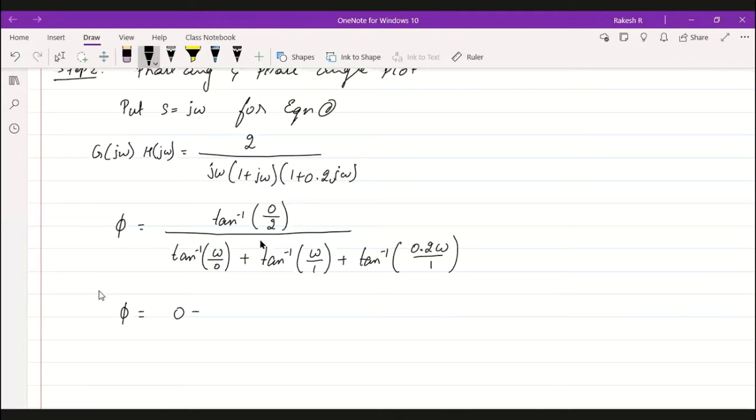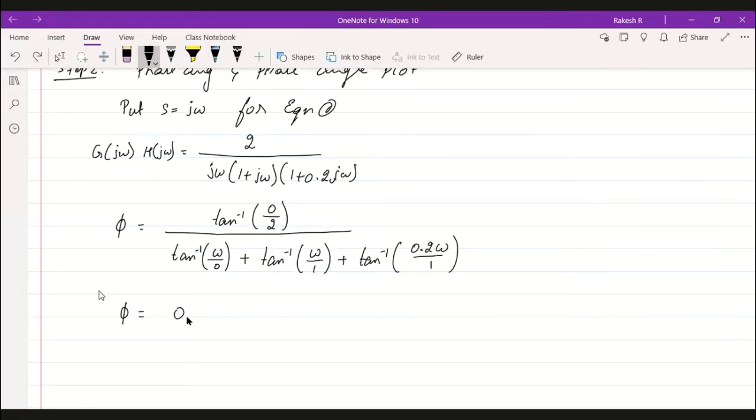No, this is not the actual thing. For writing this one, I have written here, but you should not write like this. Whatever is there in the numerator, that is positive. Whatever is there in the denominator, that is negative. You have to write the complete equation like this.